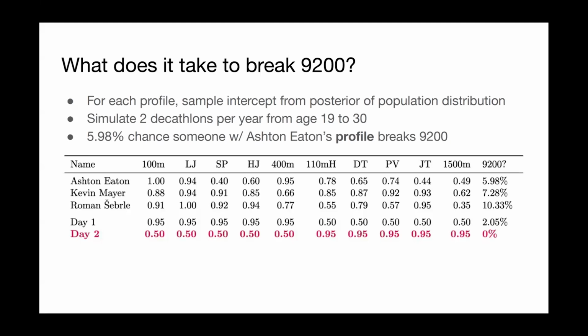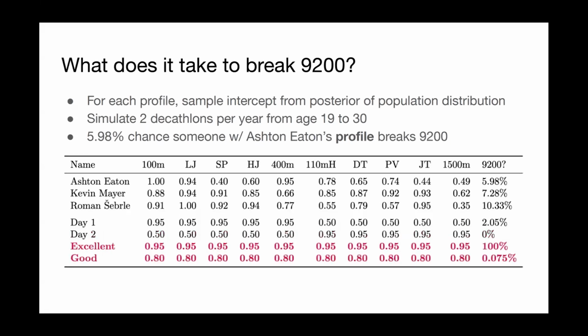2 more synthetic profiles for us to look at. The first is this unicorn athlete. They're great across the board. We'll probably never see an athlete like this, but this person is 95th percentile in all 10 events, and we see that in our simulations, if you exist, you would break 9,200 points in all scenarios.